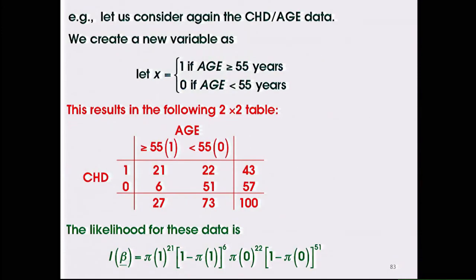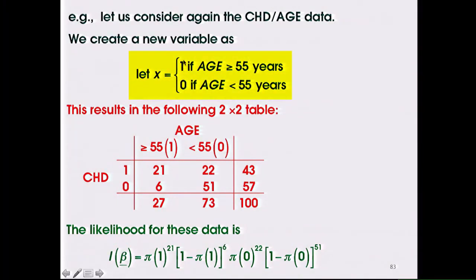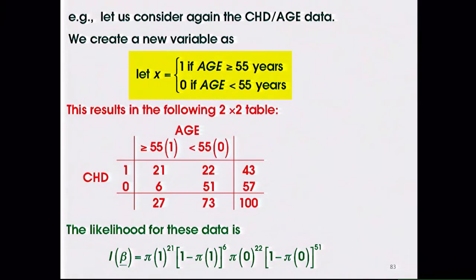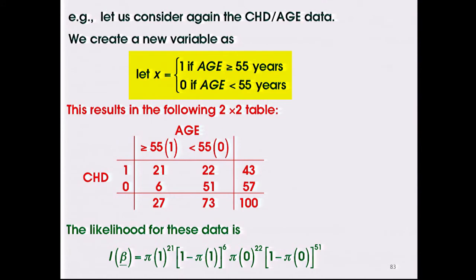So let's take an example to illustrate this, and again we're going to look at the CHD age data. We're going to create a new variable, and we'll call this new variable x, and x takes on the value 1 or 0. It takes on the value 1 if the individual has the risk factor, and in this case the risk factor is age greater than or equal to 55. The individual does not have the risk factor if age is less than 55. Okay, and this results in this 2x2 table.